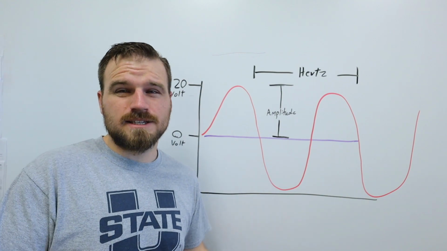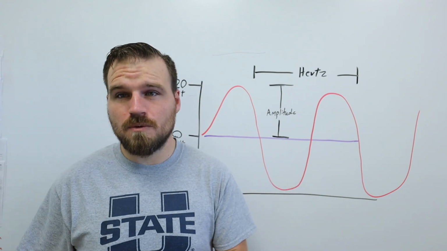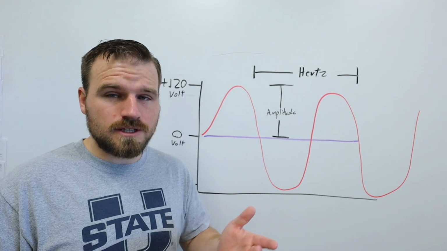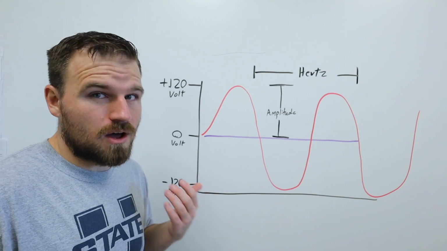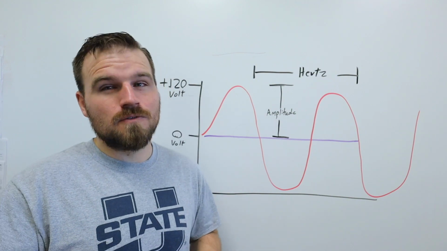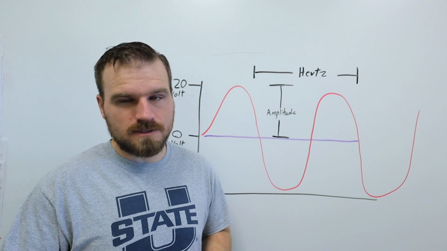I'm going to explain why AC is so good in this video, and in the next video why DC is so good, maybe what you might use them for, things like that. So let's jump in and talk about alternating current first. Why would you want alternating current over DC? And in the next video I'll talk about DC.